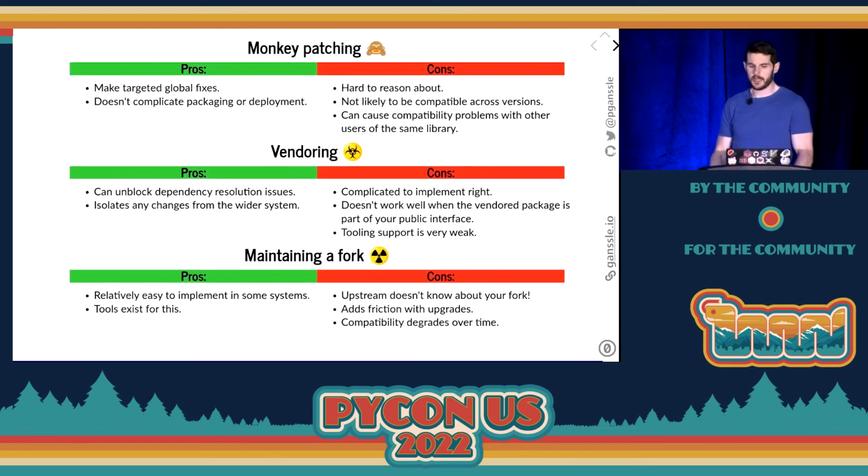So when we move into the more dangerous strategies, there's monkey patching, which allows you to make more targeted global fixes, and it doesn't introduce the same packaging and deployment problems that the other strategies do, but it can be hard to reason about and can cause all the issues that I mentioned. There's vendoring, which can unblock your dependency resolution issues and isolate your changes from the wider system, but it has a lot of the same problems as monkey patching. And then there's maintaining a fork, which I did put a pro column on this, even though I didn't like it. It is relatively easy to implement, and there are a lot of tools that exist for this.